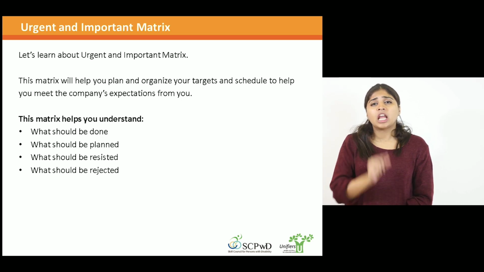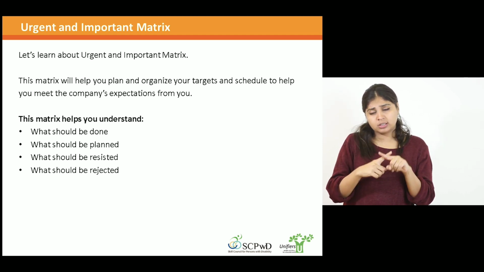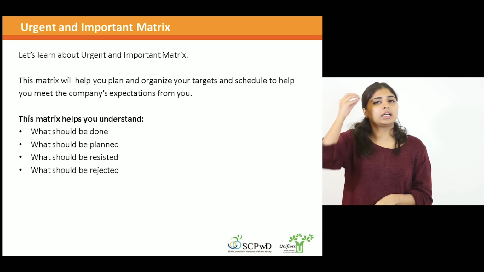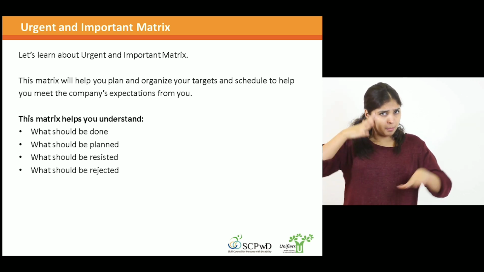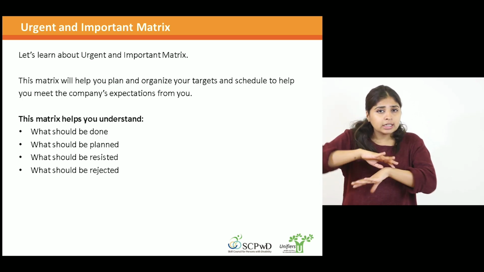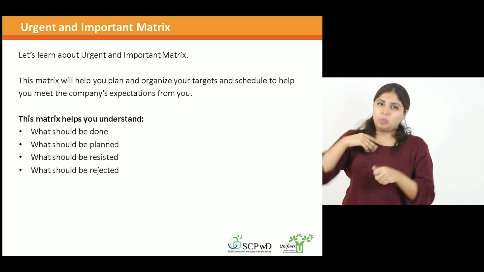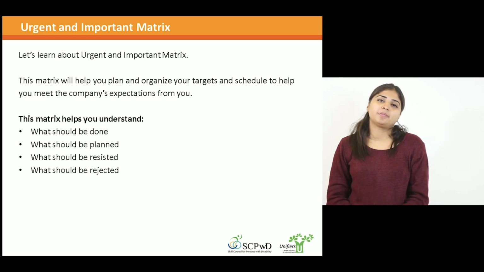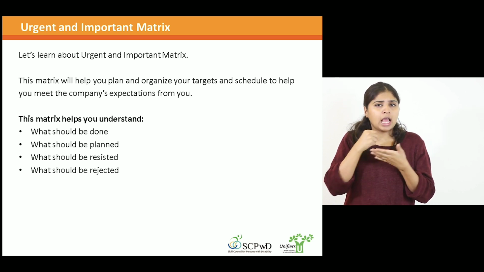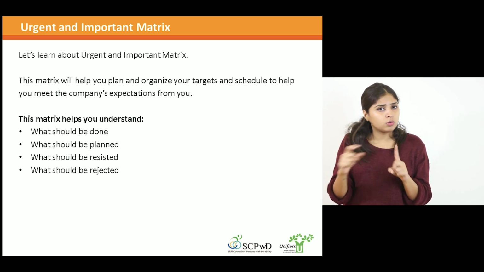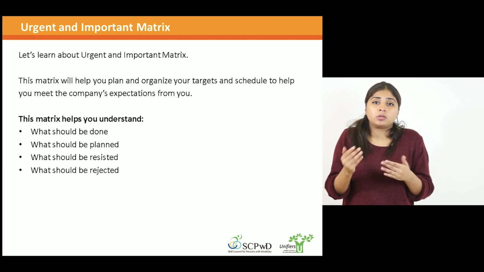Urgent and important matrix. Let's learn about the urgent and important matrix. This matrix will help you plan and organize your targets and schedule to help you meet the company's expectations from you. This matrix helps you to understand what should be done, what should be planned, what should be resisted, what should be rejected.